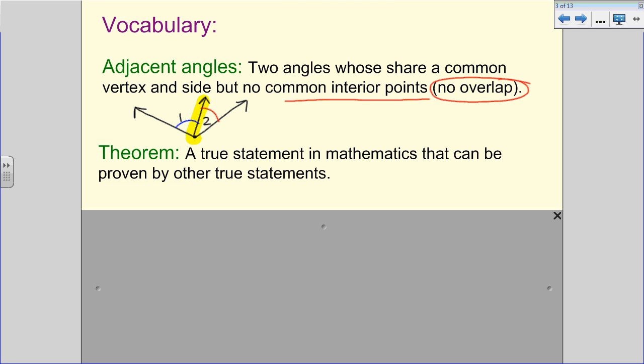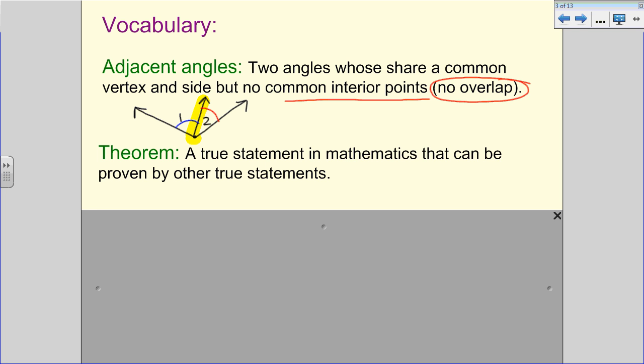And last but not least is theorem. A theorem is just a true statement in mathematics that can be proven by other true statements. We started out in chapter 1 with a vocabulary word of postulates. Postulates were true statements in mathematics that were simply accepted as being true. We didn't have a way of proving them.